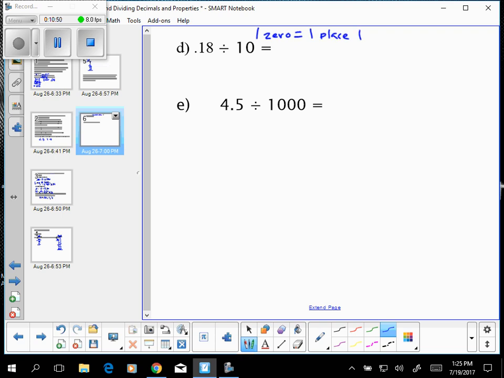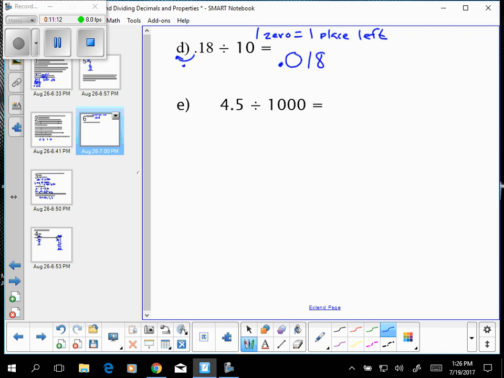Now remember, we want to go left. So I'm going to take this decimal point and move it one place left. Now, there isn't any digit here. That's where I add the 0. So I'm going to get 0.018.